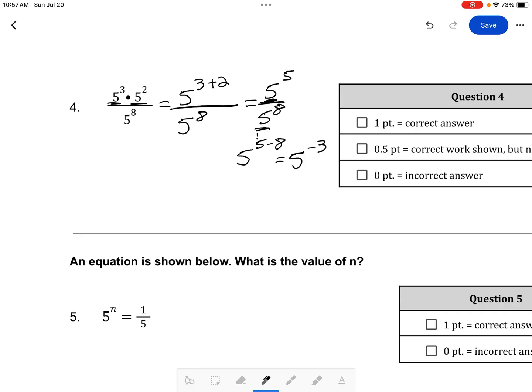which gives me 5 to the negative 3. Now I can't have a negative exponent because this 8 is bigger and it's on the bottom. I'm going to keep my 3 in the denominator. So I'm going to have 1 over 5 to the third. Now I'm not done quite yet because I need to fully evaluate this. So I know that 5 to the third is the same as 5 times 5 times 5. 5 times 5 is 25, and 25 times 5 is 125. So my final answer is going to be 1 over 125.